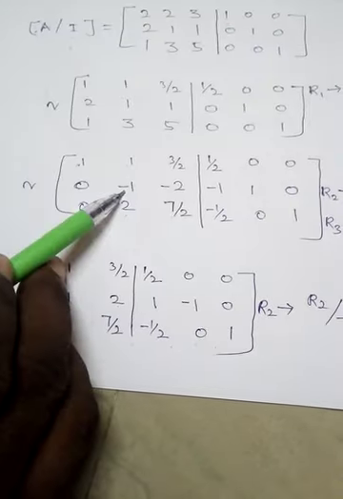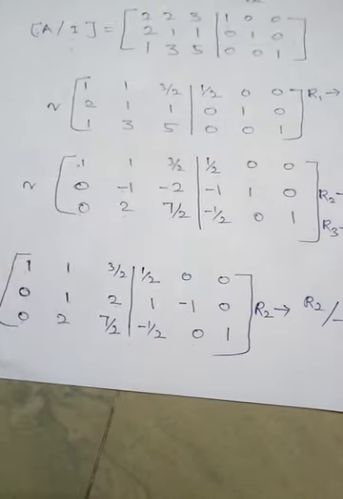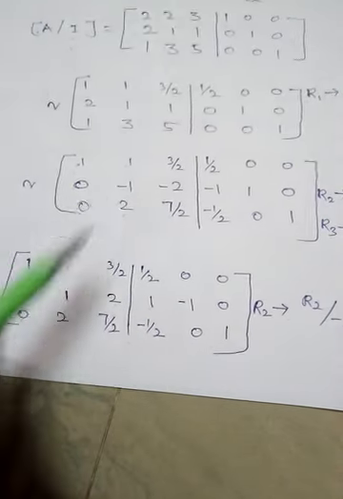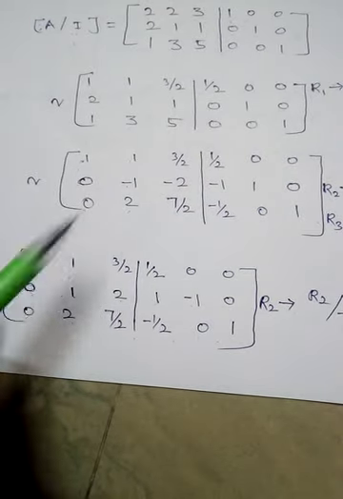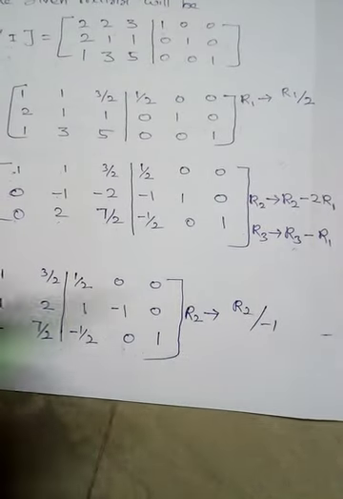In the previous iteration we have minus 1, so it cannot be allowed for the identity matrix. So I am going to modify this minus 1 into plus 1. How to modify? Divide by minus 1. So I have done here R2 divided by minus 1. It will be like this. Okay, next level.